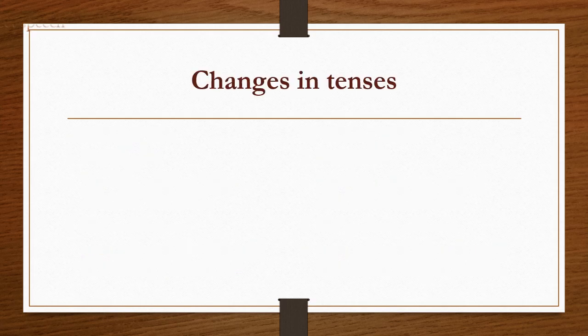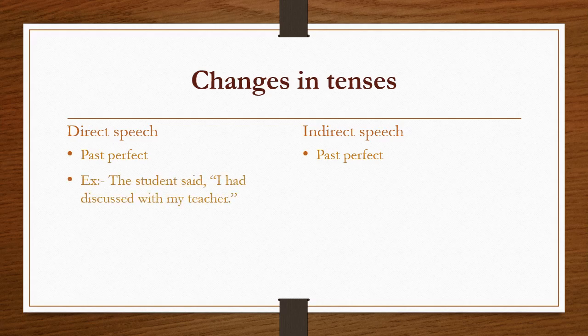Now let's see the changes in tenses in direct and indirect speech in past perfect tense. If the direct speech is in past perfect tense, there is no change in tense. The same past perfect tense is to be used. Example, the student said, "I had discussed with my teacher." Here, had discussed is past perfect tense. So in indirect speech, the student told that, or you can even say said that, he had discussed with his teacher. So had discussed, there is no change.